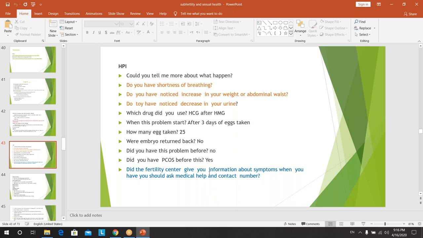This may also be considered patient safety, because the fertility center should give all patients receiving fertility treatment information about the symptoms and signs for when they should ask for medical help, and the contact number. You can mention that. This is the analysis of the complaint.